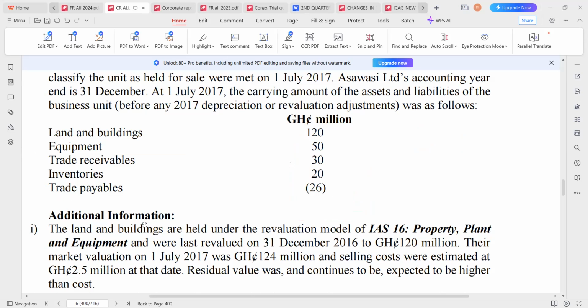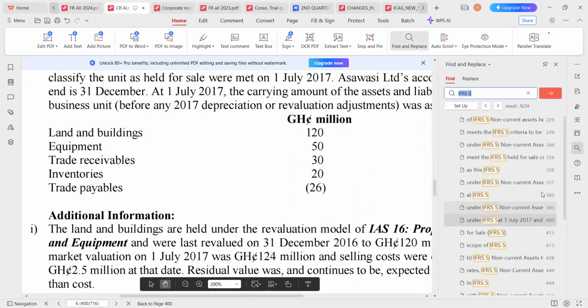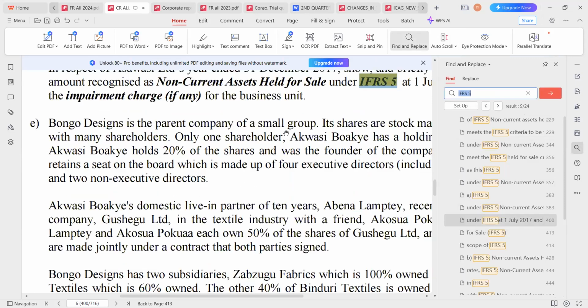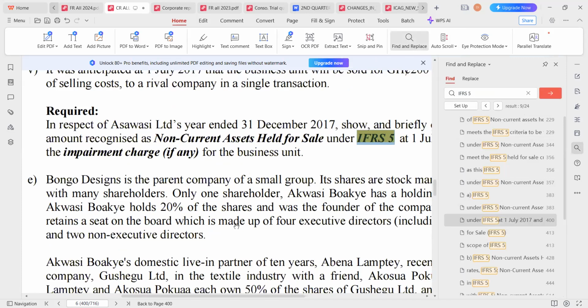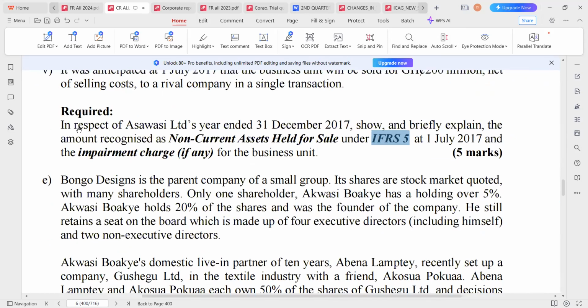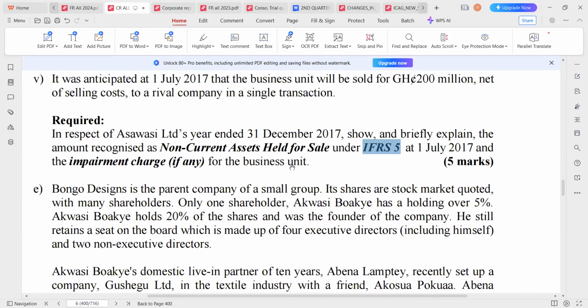So I'm done scanning through for you to see the exceptions. The exceptions are very important. I remember this question. Let me show you. I'll solve this question. Look. In respect of Asawasa Limited, the year ended 31st December 2017, show and briefly explain the amount recognized as non-current assets under IFRS 5.